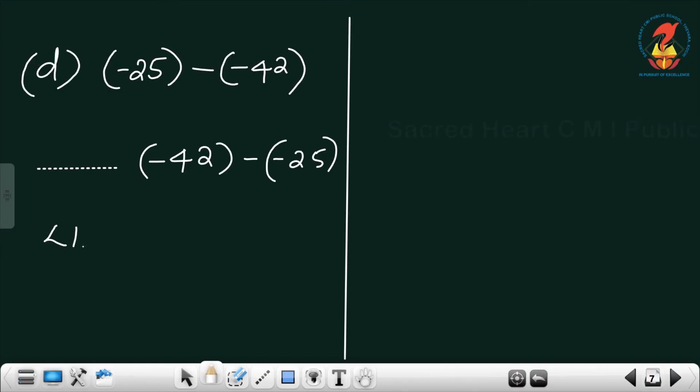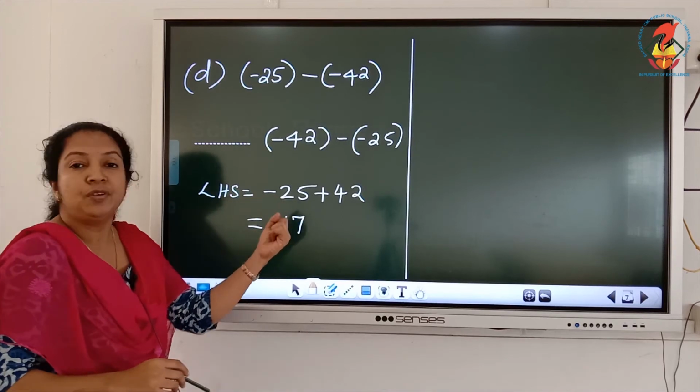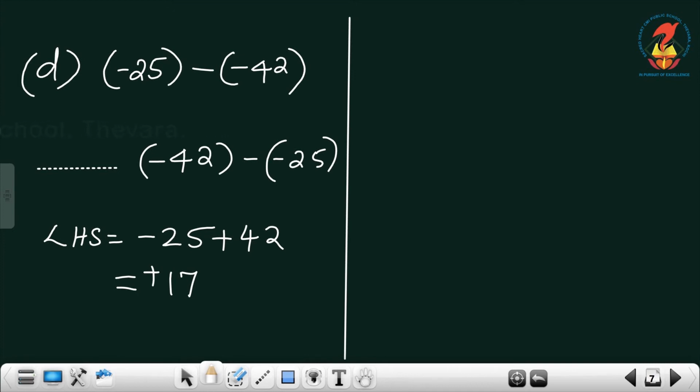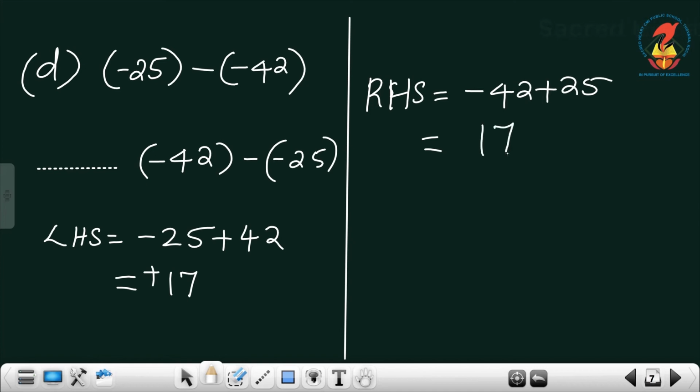Then D. LHS equal to minus 25, two negative signs together plus 42. So, when you subtract, you are getting this as 17. It is two numbers of different sign. Take the difference between the numbers and put the sign of the bigger number. And RHS, minus 42 plus 25. What is the difference between these two? 17. So, it is negative 17. Which is greater? Positive 17 is greater. So, the symbol is like this.